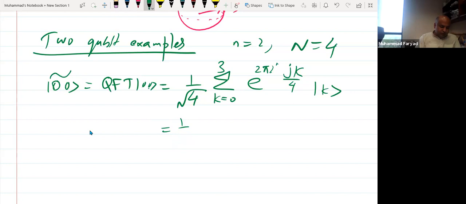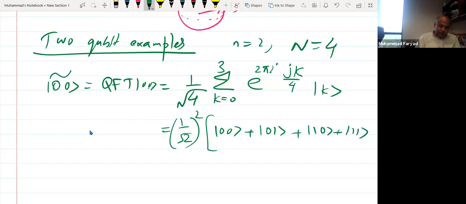So let me write it like this. This is 1 over 2 square root squared, because when I take this 2 and square root cancel away, I will get half, which is what this 1 over 4 square root is. So this term goes away. So k is first 0, which means that this is 0, 0. Then k is 1, which is 0, 1. Then k is 2. Then k is 3.